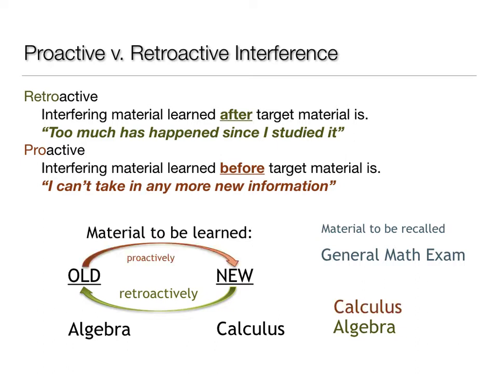In proactive interference, we'd have the reverse, where the calculus is the stuff that would be easier to remember because that's the new information, but we would struggle to remember calculus because that algebra, that information we have from before, is interfering with our ability to learn that new information. So again, we can have both retroactive and proactive, and they affect that information differently.